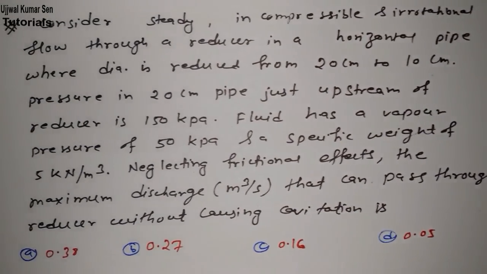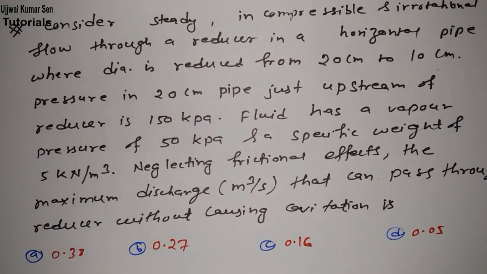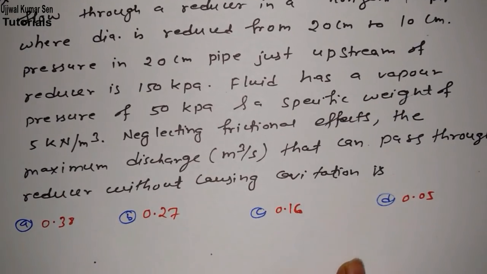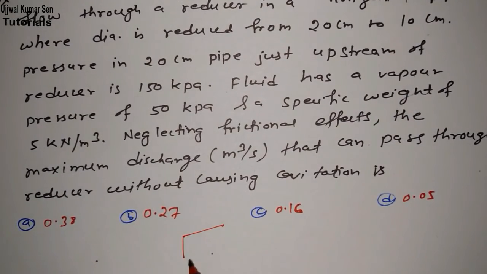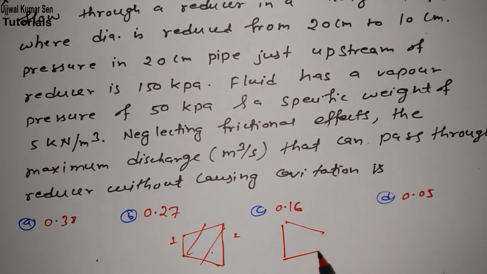So we have this question, and I hope you can read it. It seems a really lengthy question, and of course it is. In this question, what they have asked is: consider steady incompressible irrotational flow through a reducer. So first of all, draw a reducer. This is 1 and this is 2.